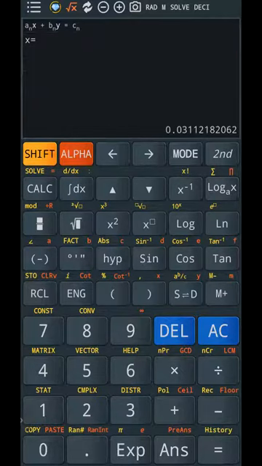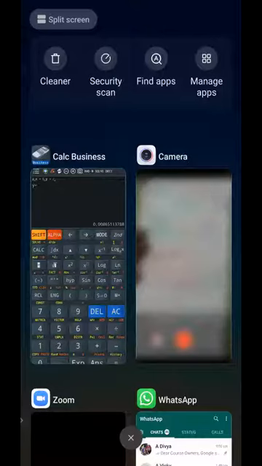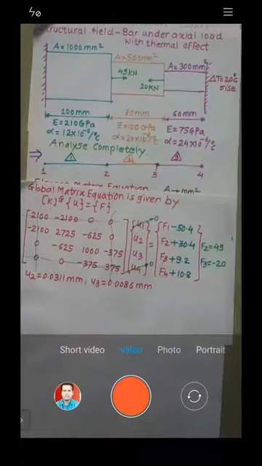This is the value which you have got for U2. U2 is coming as 0.0311 mm, and U3 is coming as 0.0086 mm. So these are the values we have got. I'll just come back to the solution again.